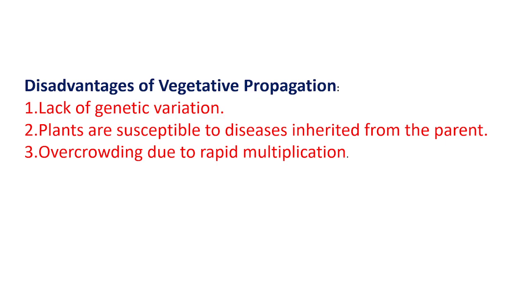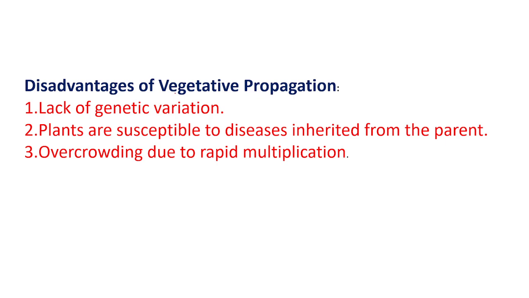That means no genetic variation occurs here, because the new plant is produced with the help of body parts, that means with the help of stem, root, or leaf. That way, no genetic variation occurs. But in sexual reproduction, genetic variation must occur. In vegetative propagation, there is no genetic variation.